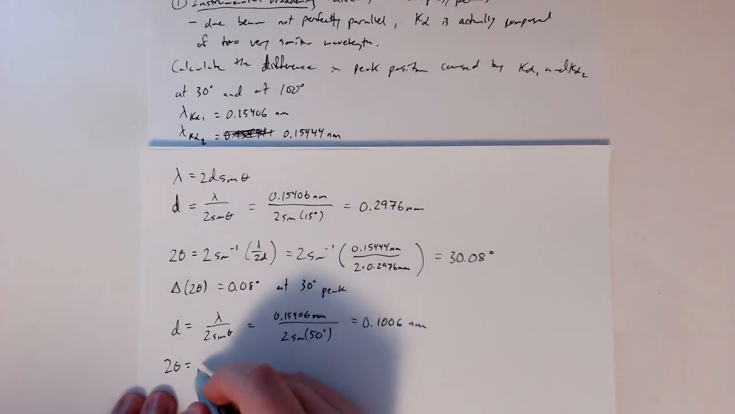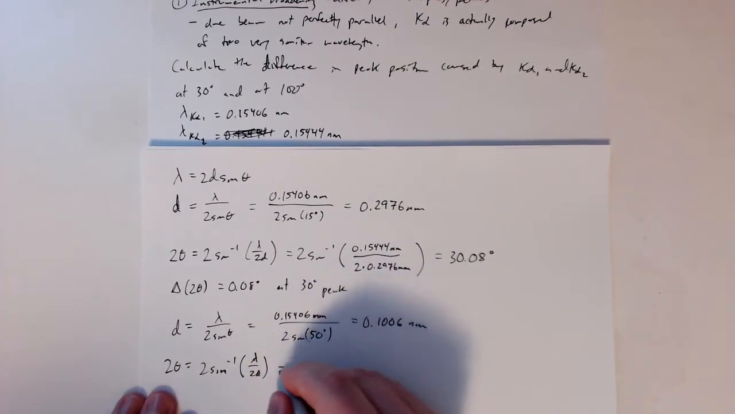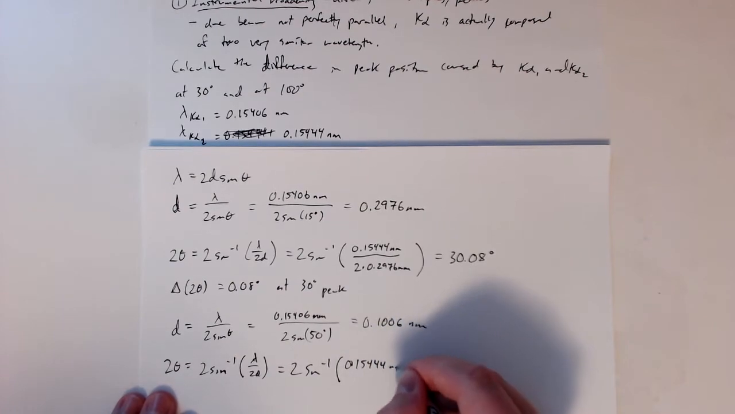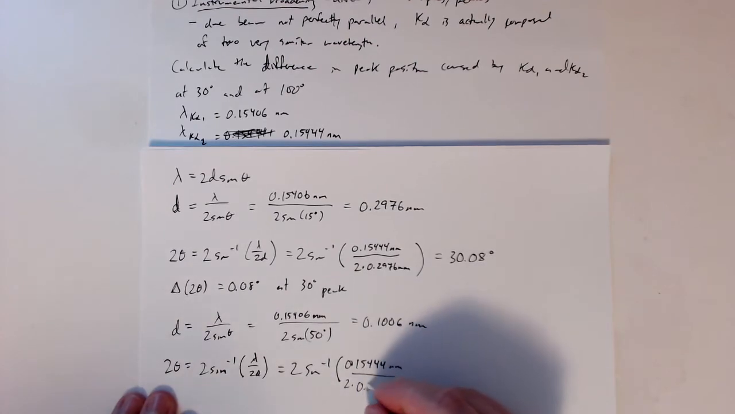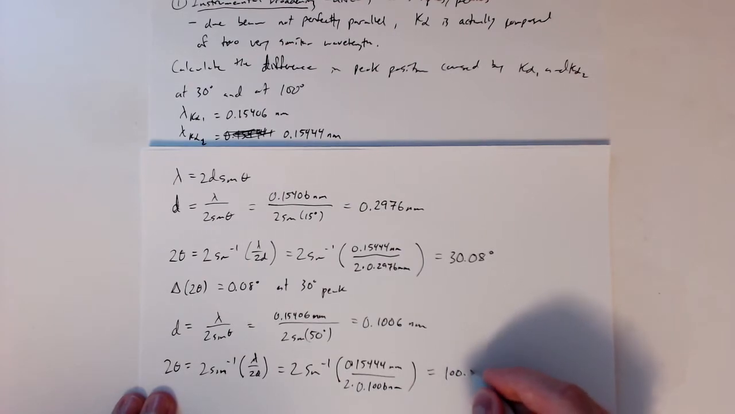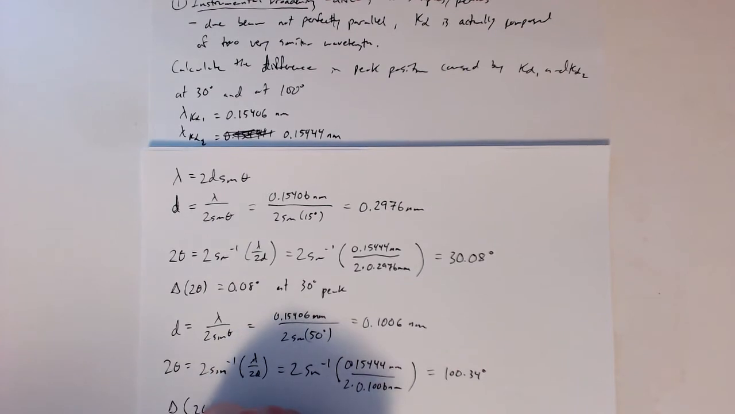then this would be 2 sine inverse of lambda over 2d, which is the second wavelength, 0.15444 nanometers over 2 times the d value. And that equals 100.34 degrees. So the delta for this value is actually 0.34.